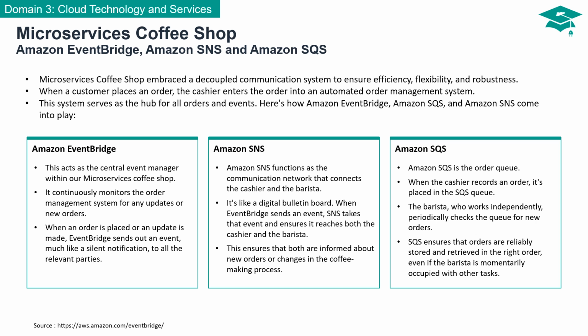in processing. This combination of Amazon EventBridge, Amazon SNS, and Amazon SQS in our microservices coffee shop helps us maintain efficient, fault-tolerant, and well-coordinated operations. It ensures that our coffee shop runs smoothly, even during busy periods, by decoupling communication and allowing each component to work independently while staying informed.